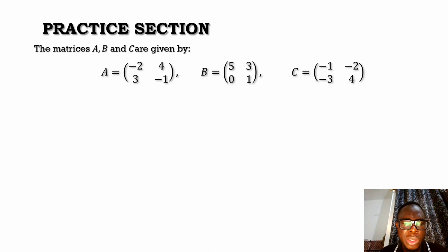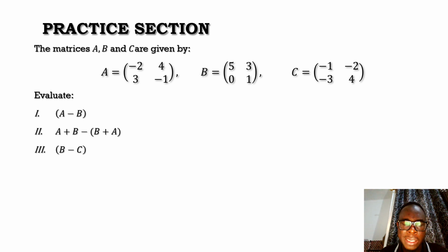We have been given 3 matrices A, B, and C, and we are supposed to evaluate: I, A minus B; II, A plus B outside, minus B plus A in a bracket; III, B minus C; and IV is saying we should evaluate B plus bracket A plus C.